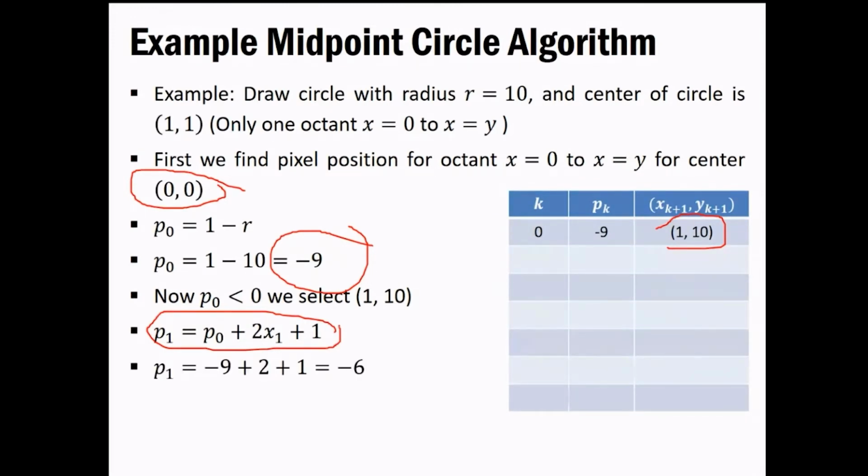Now similarly you just have to substitute the values: we'll put -9 over here, and the x1 value over here, and plus 1. That is what you generally do, and that would give us one value, that is -6. The same thing is getting satisfied again. So that is -6, and it is obviously less than 0. If it is less than 0, then you have to increment the x value by 1, and keep the y value as it is. So a similar thing will follow over here: for k1, the pk value, that is the next decision parameter, is -6, and based on that we would do our calculation. The next pixel we got is 2, 10.